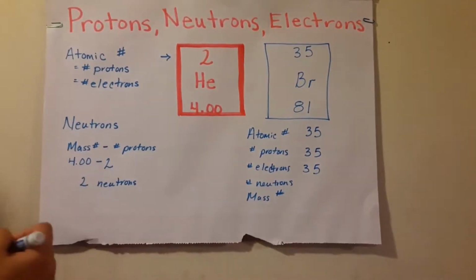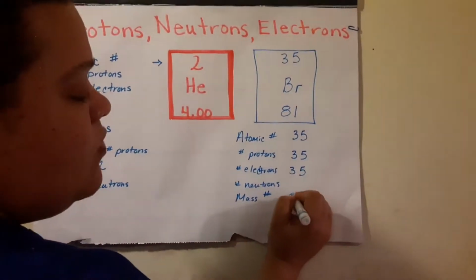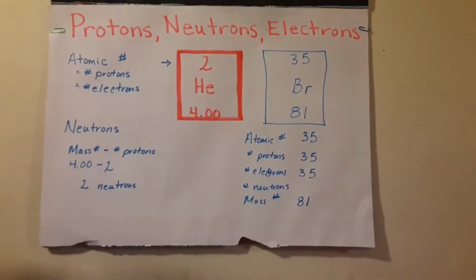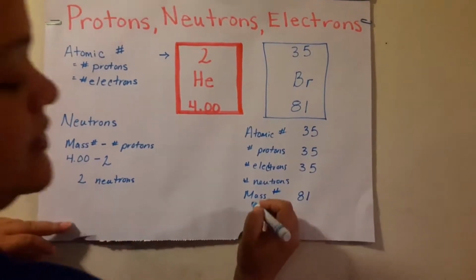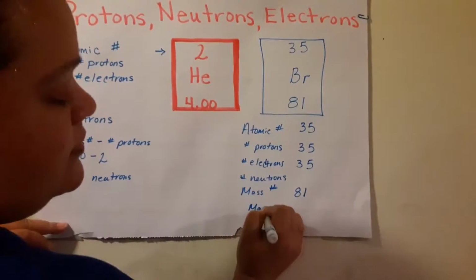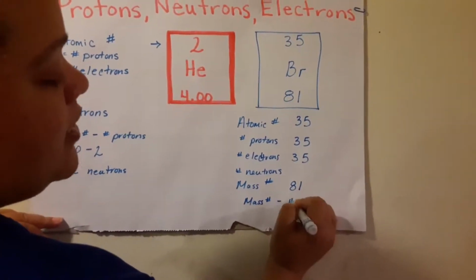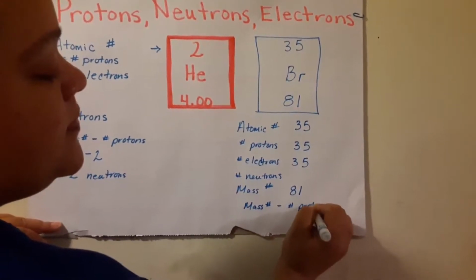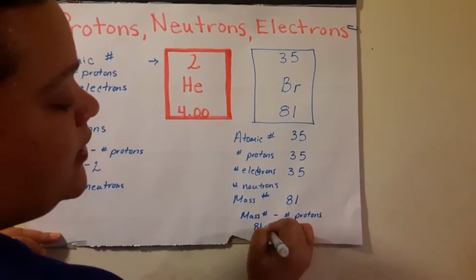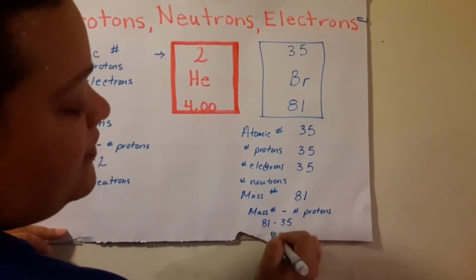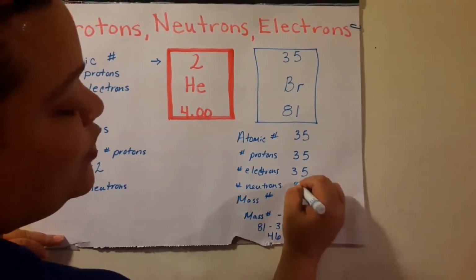And in this particular case, we know that the mass number for this element is 81. And if we go by the same equation as before, we take our mass number and subtract our number of protons. So in this case, we would take the number 81 and subtract 35, leaving us with 46 neutrons.